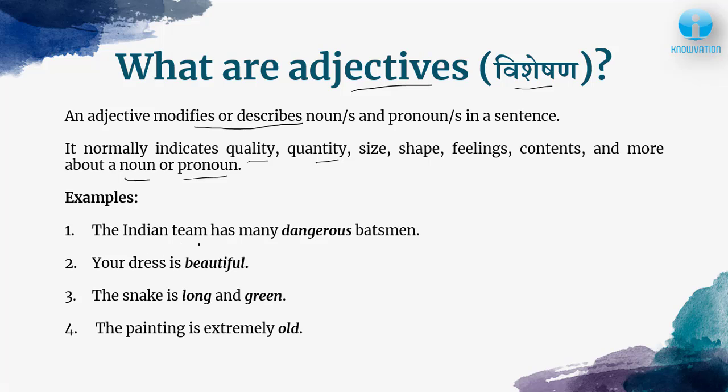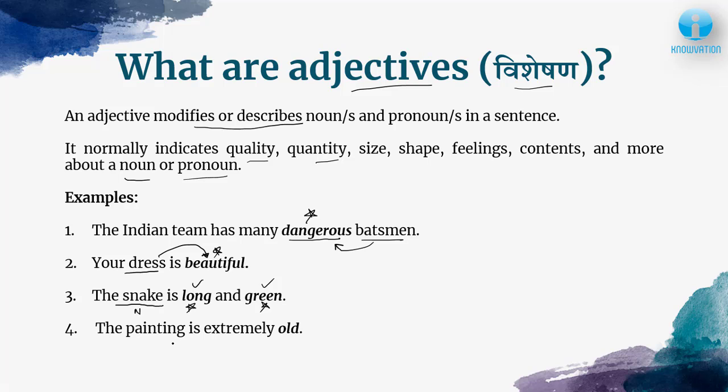So Indian team has many dangerous batsmen. Here dangerous acts as an adjective because it is describing the batsmen, which is a noun here. Okay, now next is your dress is beautiful. Now dress, here I'm talking about a thing which is a noun and it is beautiful. So here beautiful is going to be an adjective. Next, the snake is long and green. Now friends, here the name of the animal is the noun and long and green, these two words are indicating the quality of the snake. So these two words are my adjectives.